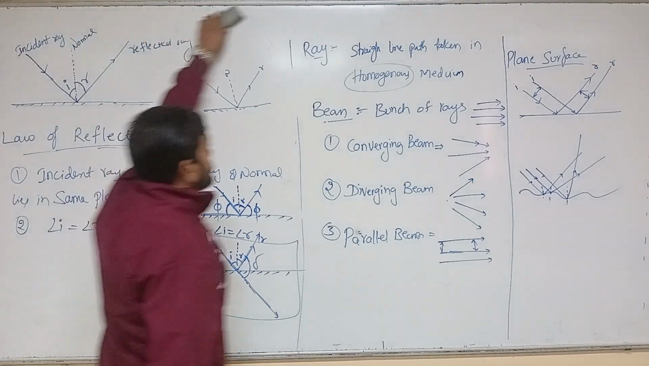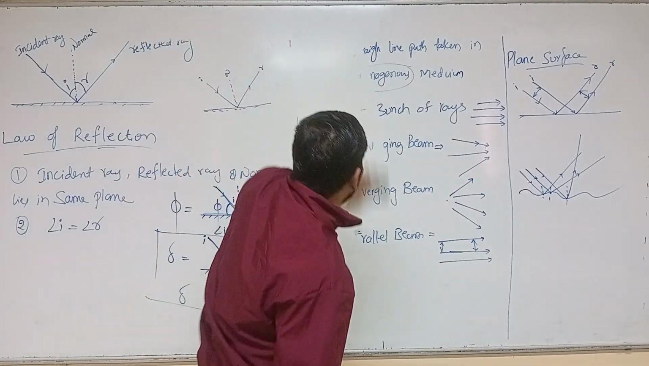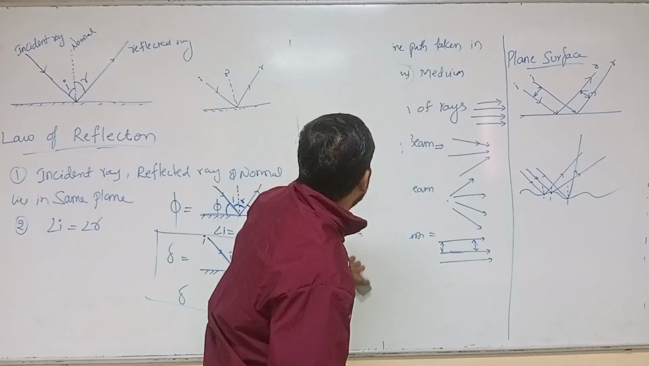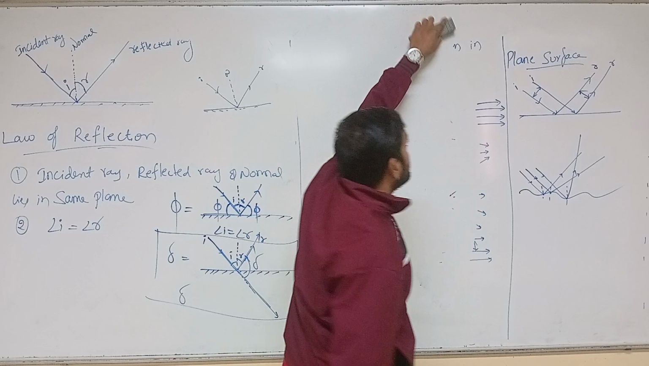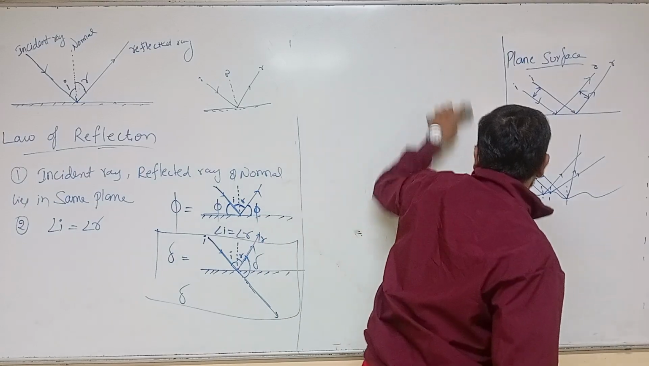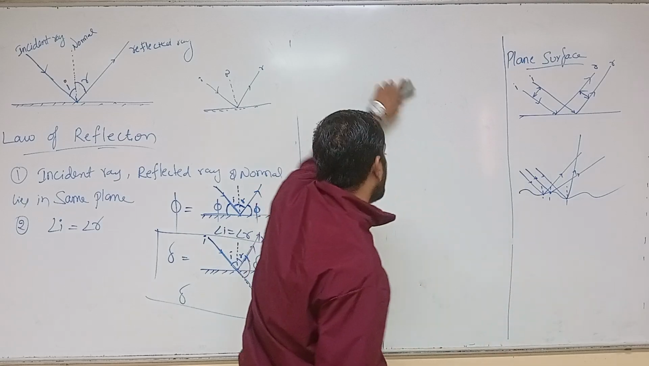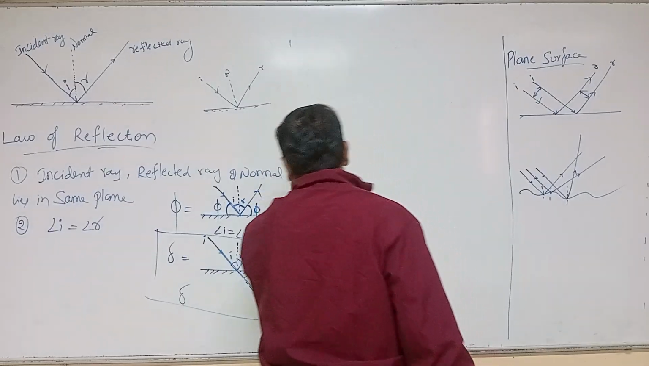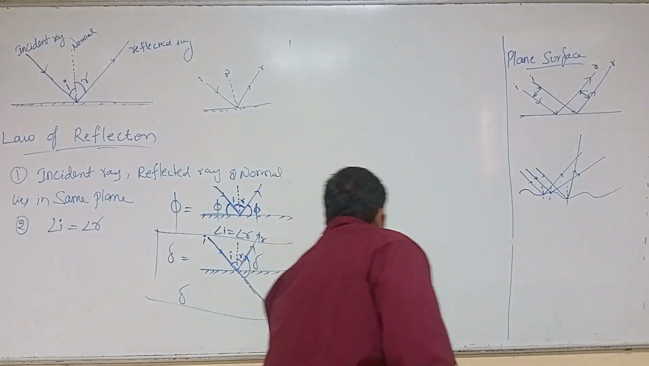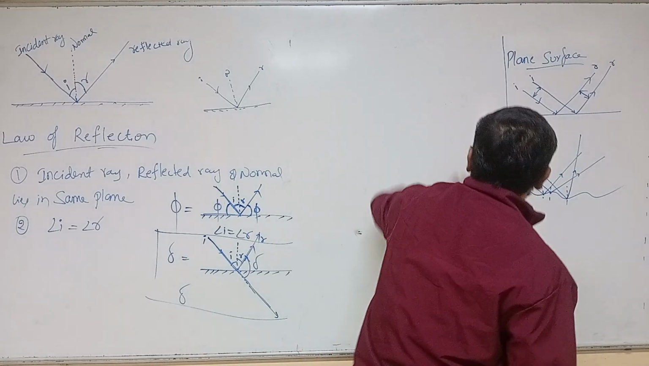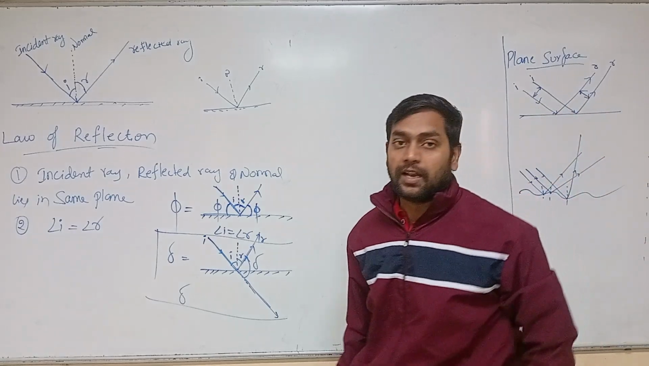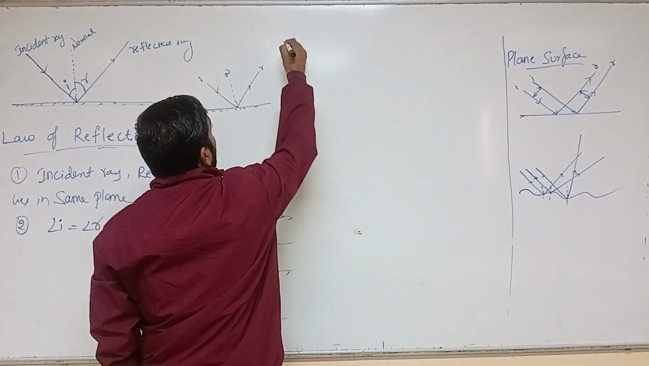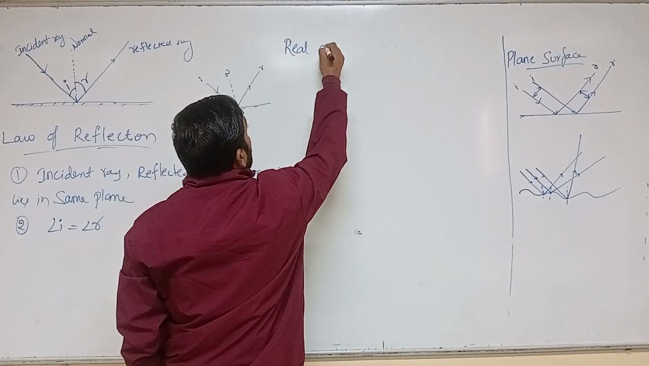So I would like to erase this. First thing, what do you know about real? Real means what? What is the meaning of virtual? Can anybody tell? What is the meaning of virtual and what is the meaning of real? So first we will write the real object. Real object.